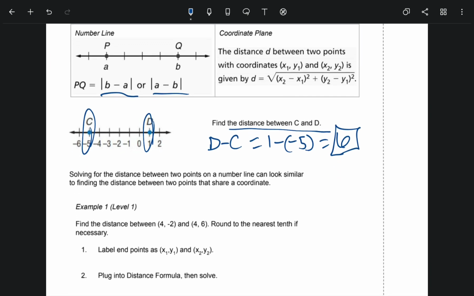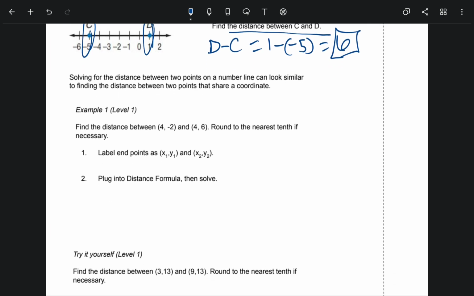Next, we are going to be looking at finding distance between 2 points on a Cartesian plane, so they both have an x and a y. Using this formula right here, d equals the square root of (x2 minus x1) squared plus (y2 minus y1) squared. But these can look similar, so let's take a look at example 1.